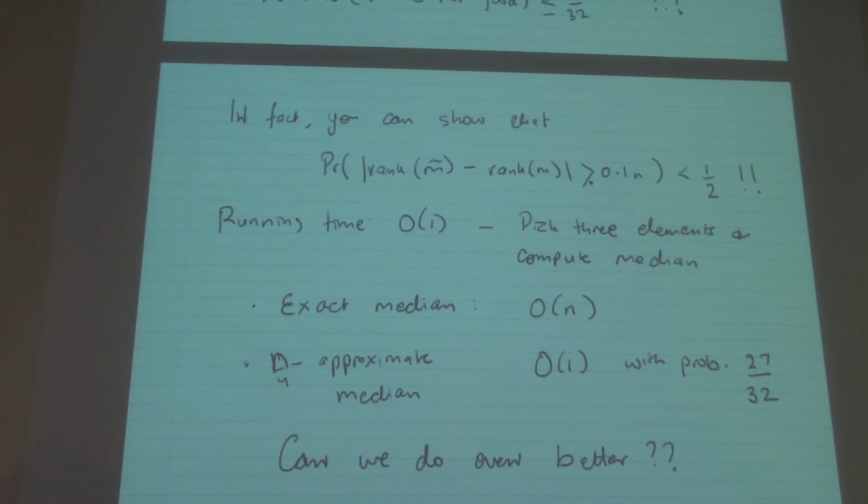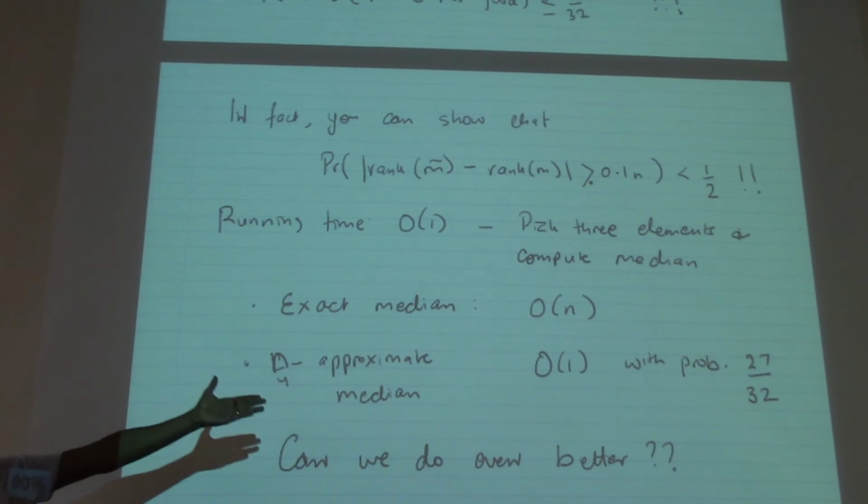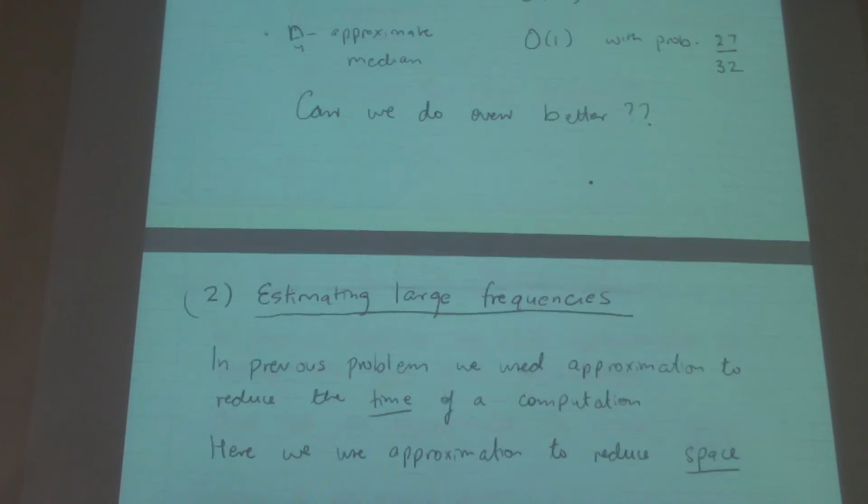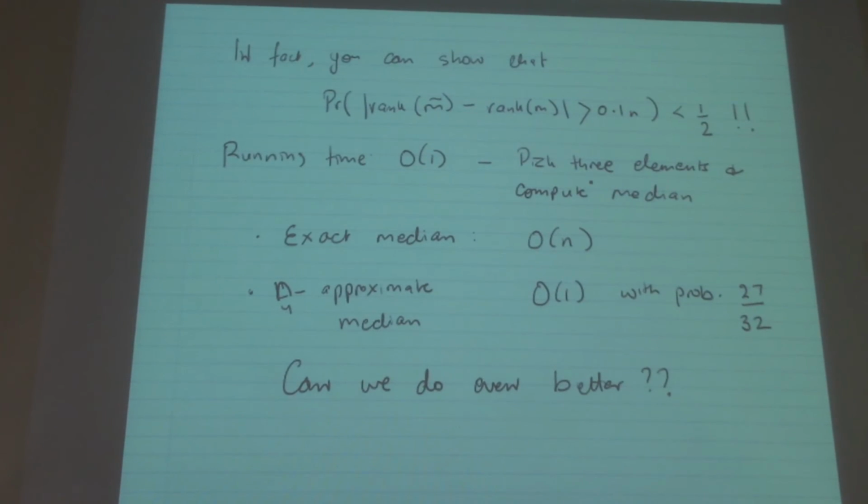So let's recap, right? If you have running time of O(1), you can pick 3 elements and compute the median. This compares to the exact median, which will be O(n). And again, like I said, the approximate median takes only constant time with probability 27/32. And like I said, you can do even better by taking more samples. Okay?